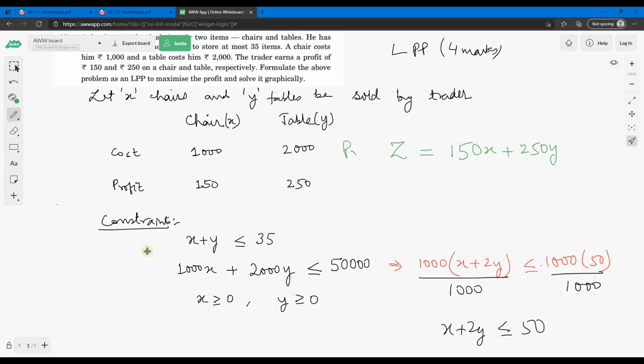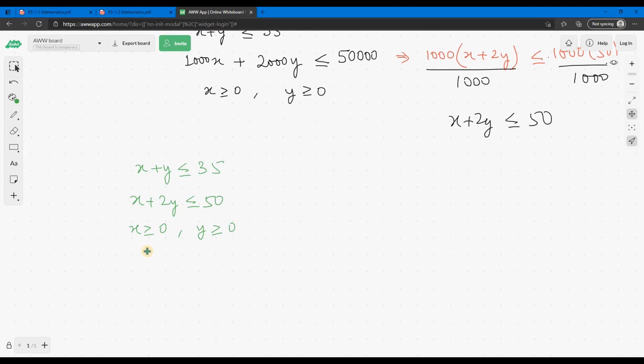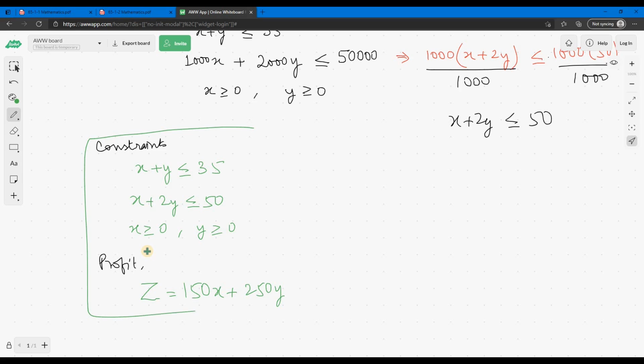We can write this over here in the bottom. On the top of this we can write constraints, and here we write profit using the letter Z. So Z is 150x plus 250y. This is now the linear programming problem, and we have formulated it.